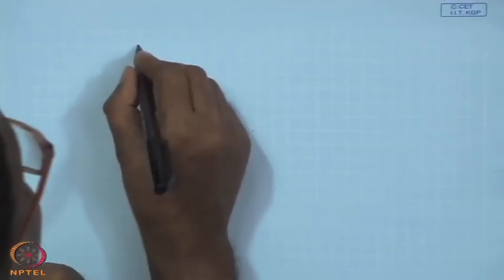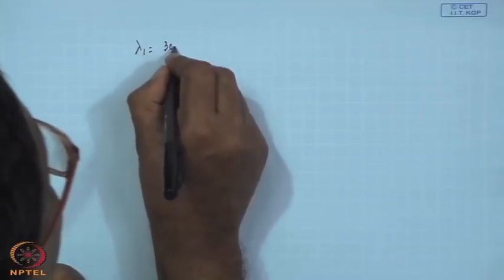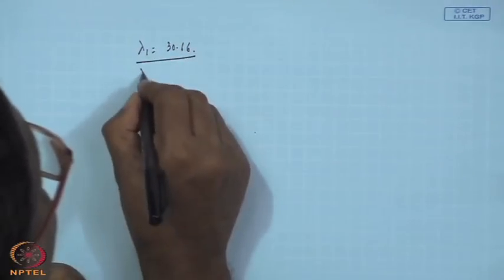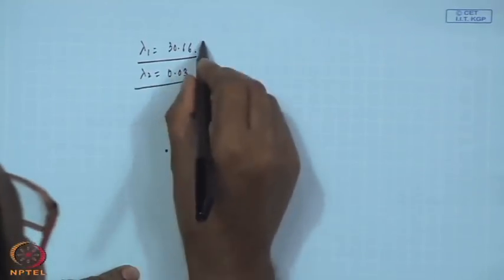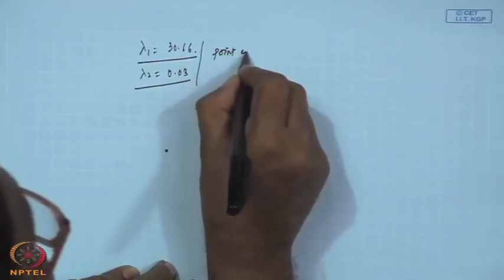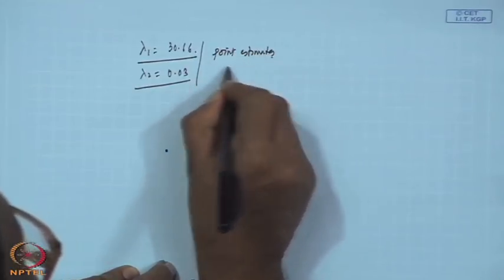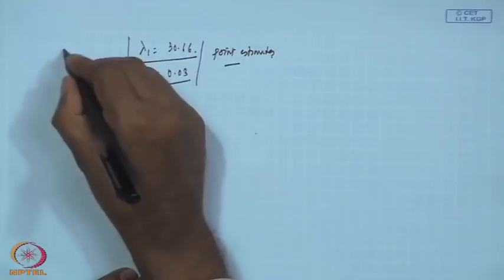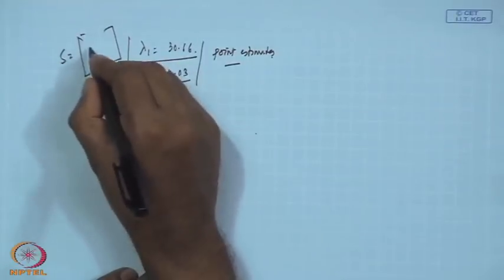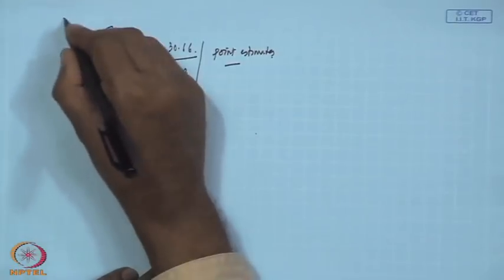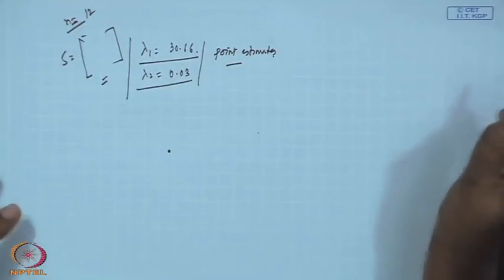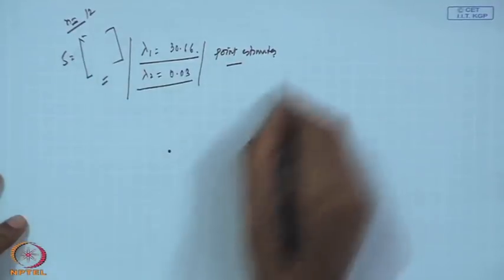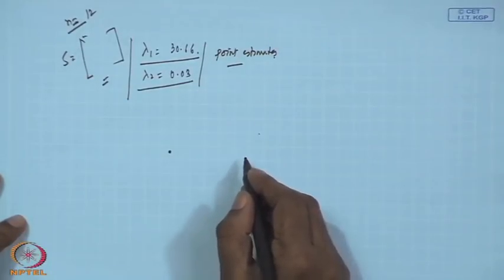What is next? Next is, as I was telling you, suppose you got lambda 1 equal to 30.66, lambda 2 equal to 0.03. These are point estimates, because we have taken a sample S, that 2 by 2 matrix, from n equal to certain values. I think in our case n equal to 12, with 2 variables. Suppose I go for the next time, as I told you earlier also.